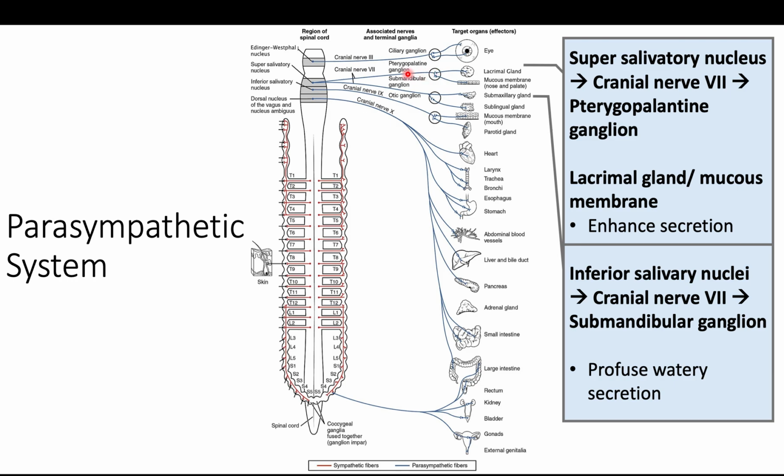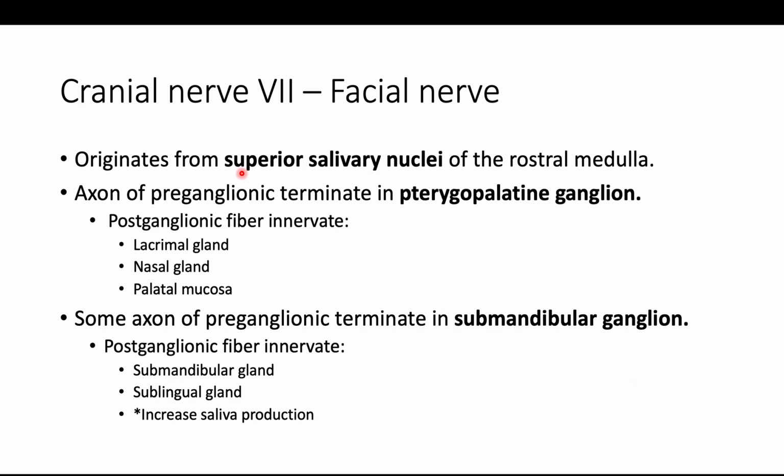Okay, when it comes from the superior salivary nucleus, some of it will become cranial nerve number 7. It will go to the submandibular ganglion, and in the submandibular ganglion, it will cause profuse watery secretion. Okay, because we know that parasympathetic is rest and digest. To digest, how? Produce salivation. That's why they produce profuse watery secretion. Okay, this is the facial nerve.